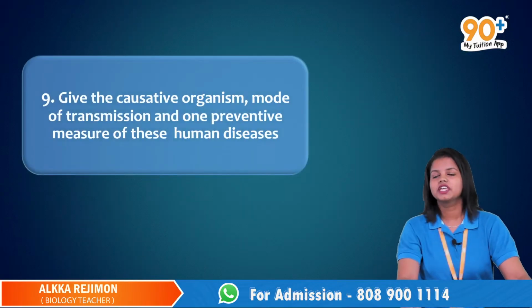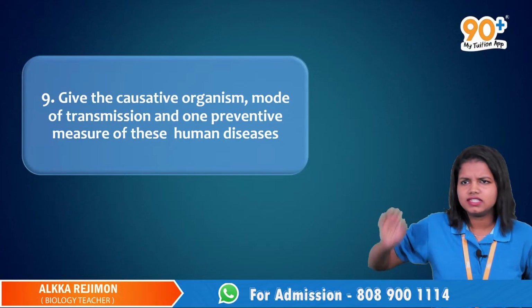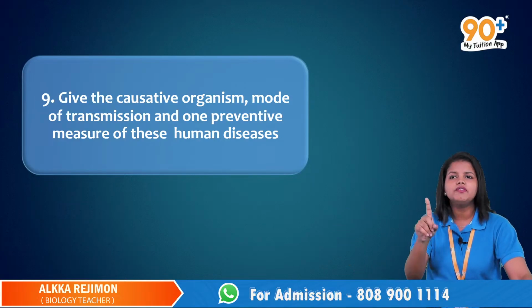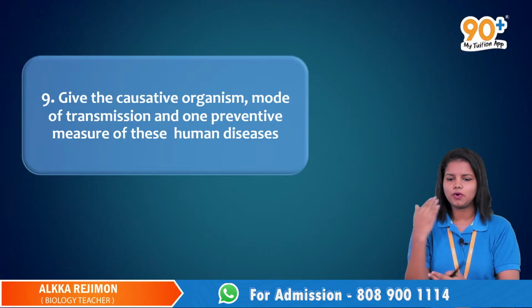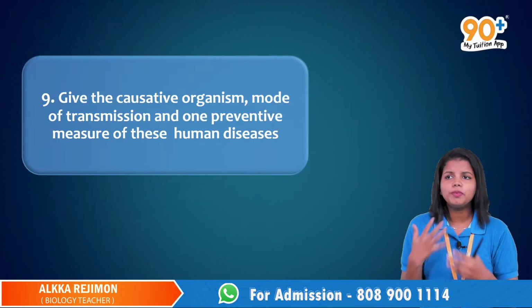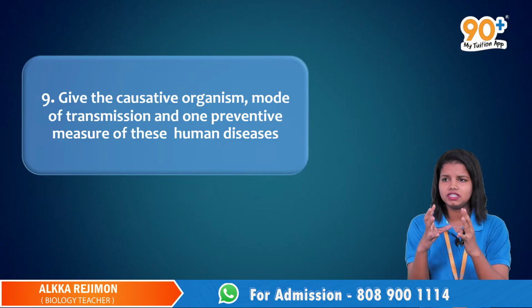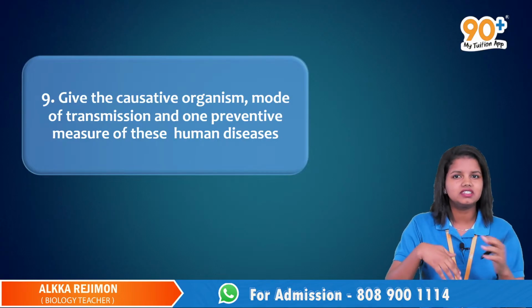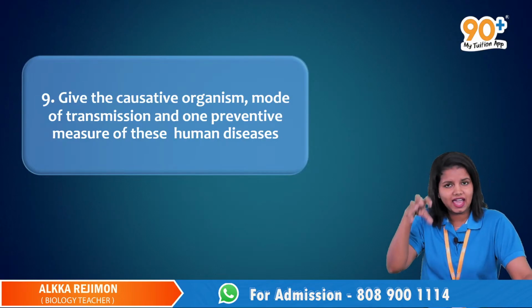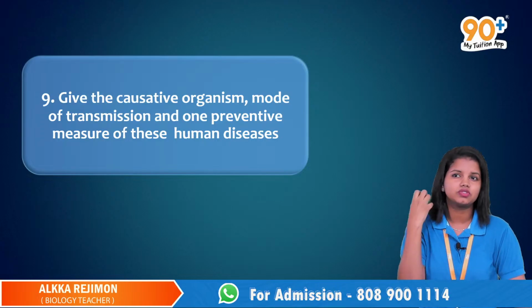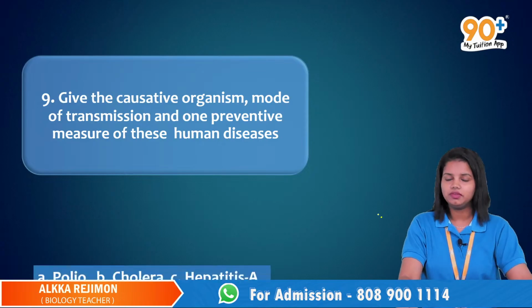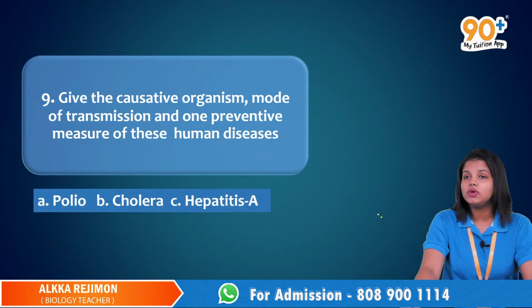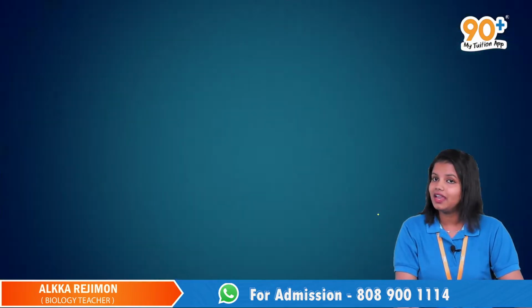And give the causative organism, mode of transmission and one preventive measure of these human diseases. Again, the same portion, human disease. And I hope you're getting it, that portion of human disease, animal disease, plant disease, these all carry pretty much weightage. So try to learn all the diseases, because the question can be from anywhere. So here the question is about polio, cholera and hepatitis A.